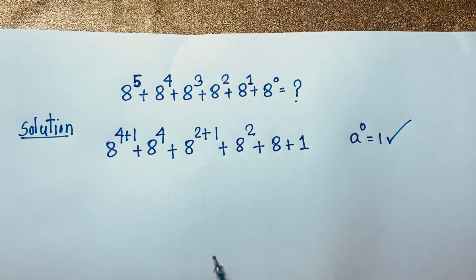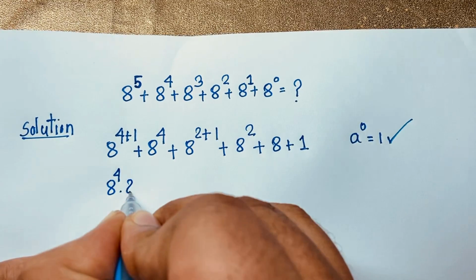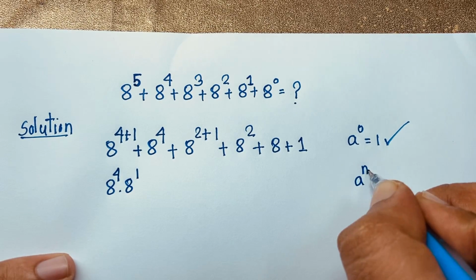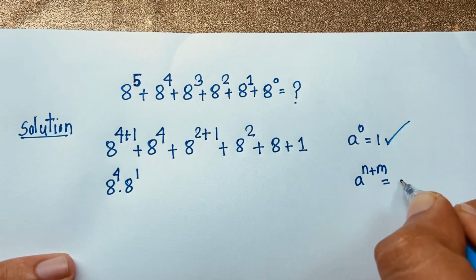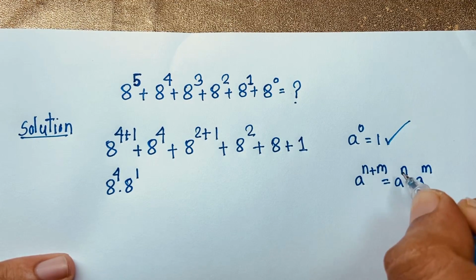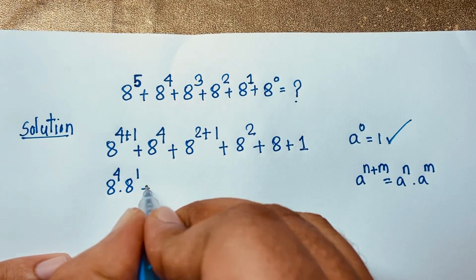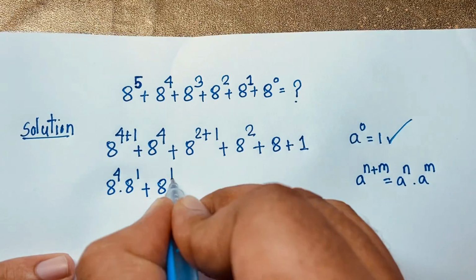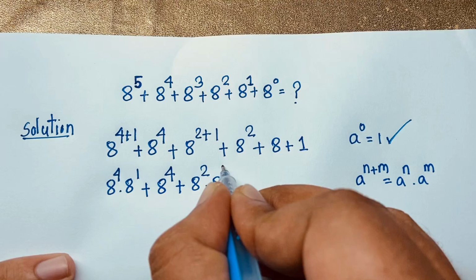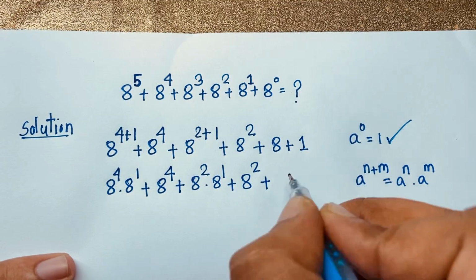Now at this moment you can see that this expression is a to the power 4 times a to the power 1. How? We know the exponential law: a to the power n plus m is a to the power n times a to the power m. According to this law, I can write this expression as 8 to the power 4 times 8 to the power 1 plus 8 to the power 4 plus 8 to the power 2 times 8 to the power 1 plus 8 to the power 2 plus 8 plus 1, which is 9.